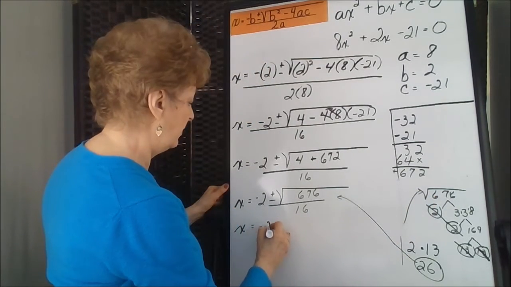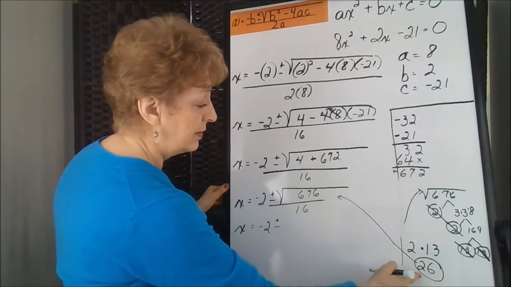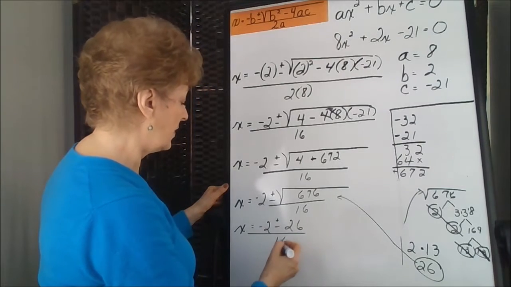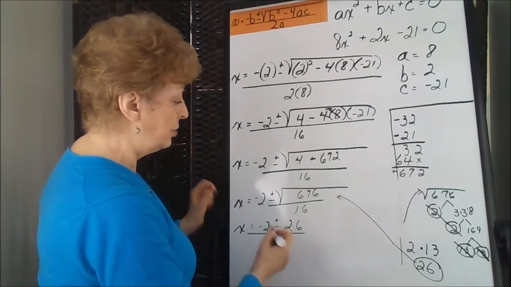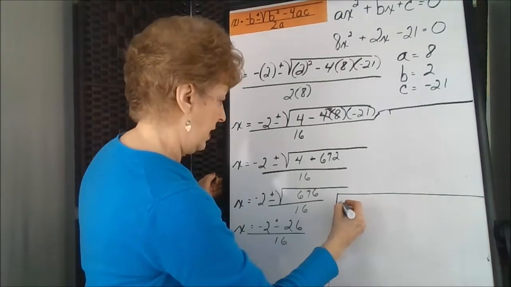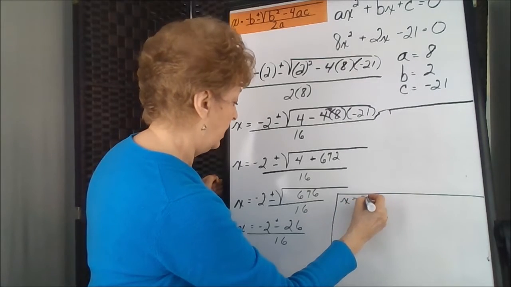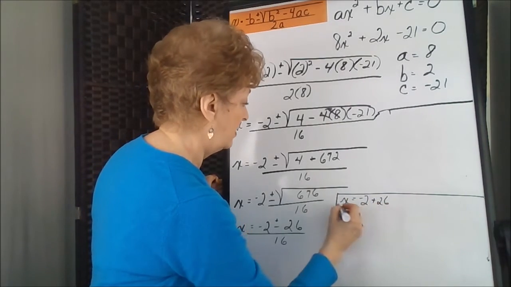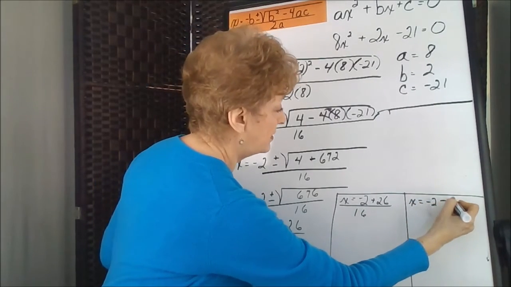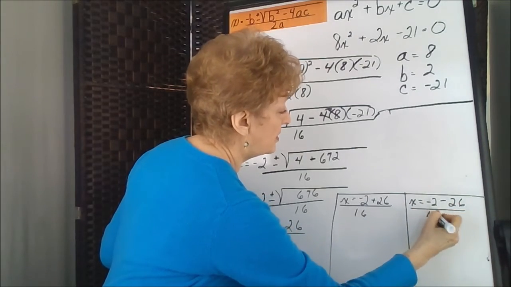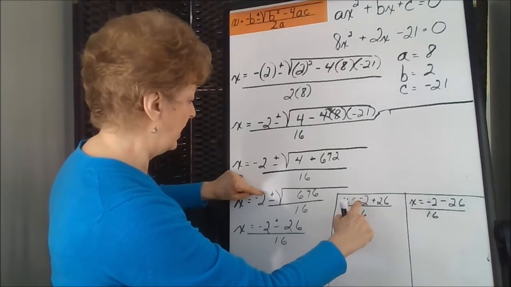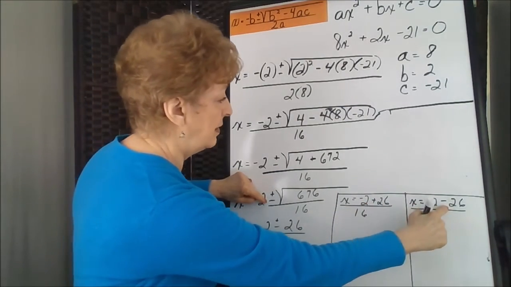x is equal to negative 2 plus or minus 26 divided by 16. That would now give us two separate calculations for this x term. And we can make x is equal to negative 2 plus 26 divided by 16. x equals a negative 2 minus 26 over 16. So now I've taken off and separated out the positive and the negative 26.